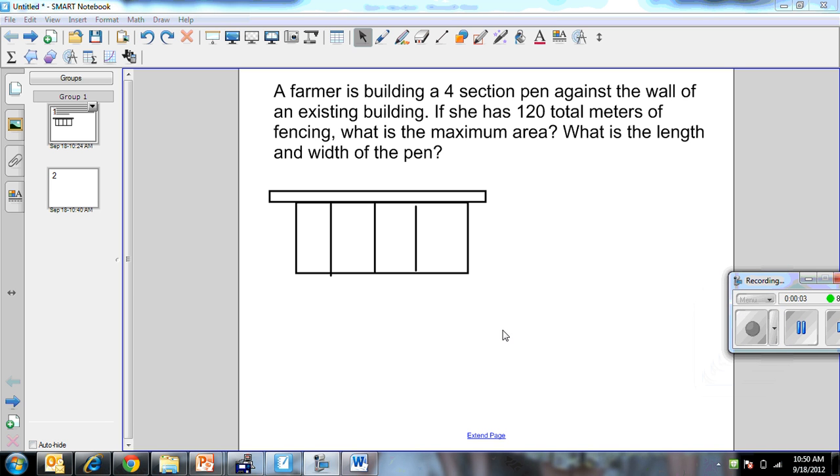Okay, so we've got a farmer building a 4-section pen against the wall of an existing building. So here's a diagram showing that out. So it's sectioned off 4 different places. And she's got 120 total meters of fencing. What's the maximum area and what's the length and width?